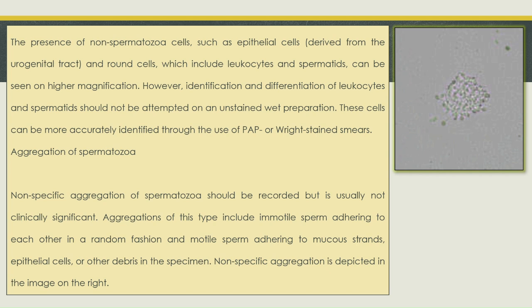Aggregation of spermatozoa. Nonspecific aggregation of spermatozoa should be recorded but is usually not clinically significant. Aggregations of this type include motile sperm adhering to each other in a random fashion and motile sperm adhering to mucus strands, epithelial cells, or other debris in the specimen. Nonspecific aggregation is depicted in the image on the right.